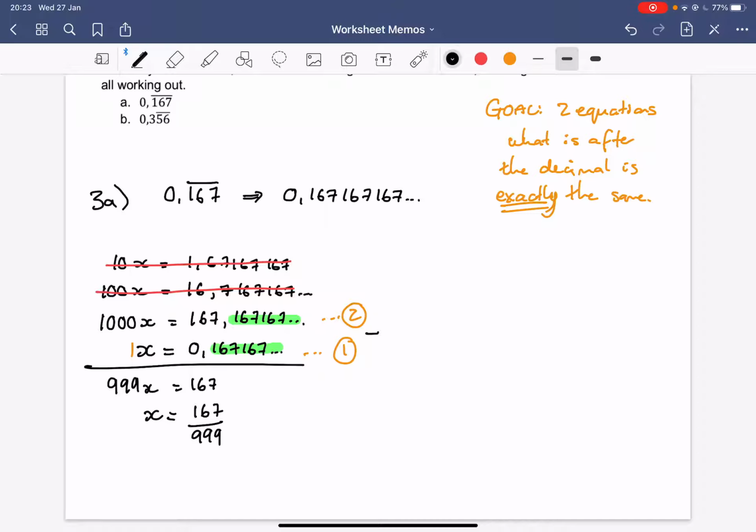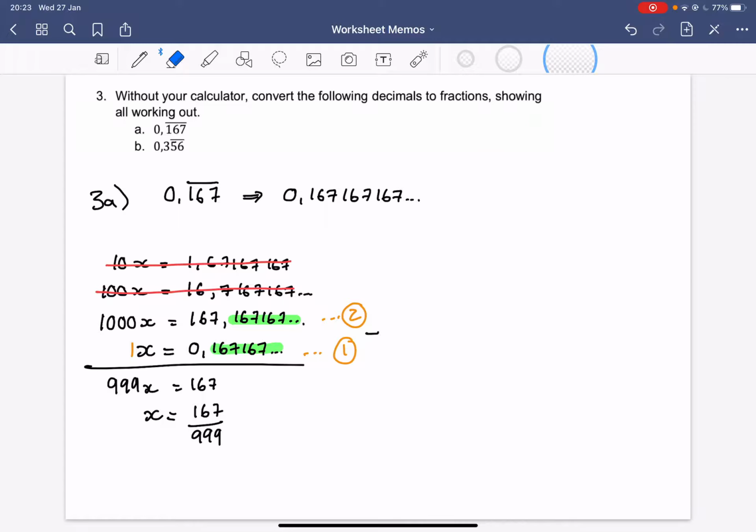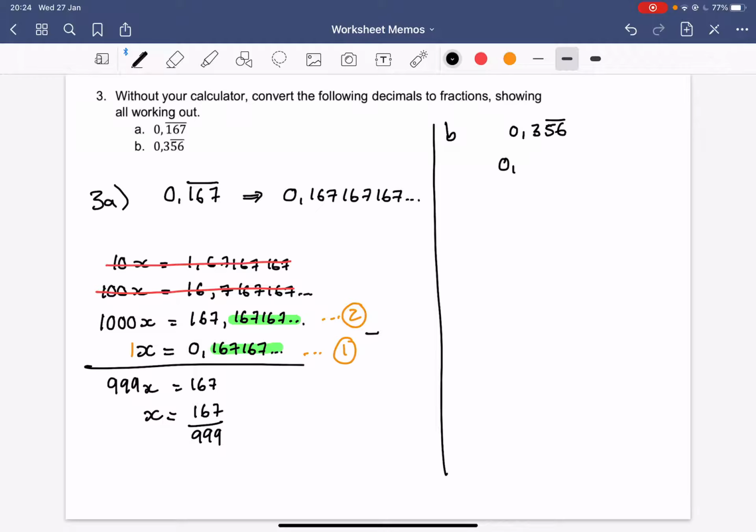All right, now number B. Sorry, I'm trying to move this, but it's not working. I'm going to erase this, so I hope you've taken note. Okay, and I'm going to just put a line down here. Okay, B. My initial expression is 0.356, but the line is only over the 5 and 6, which means this is 0.3565656. This is my initial expression.